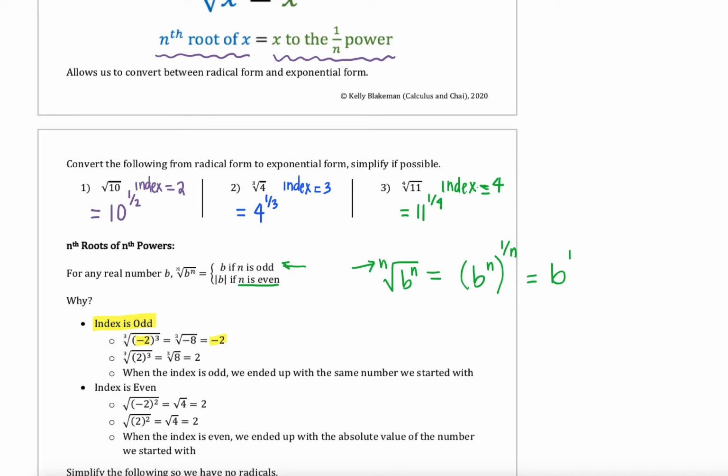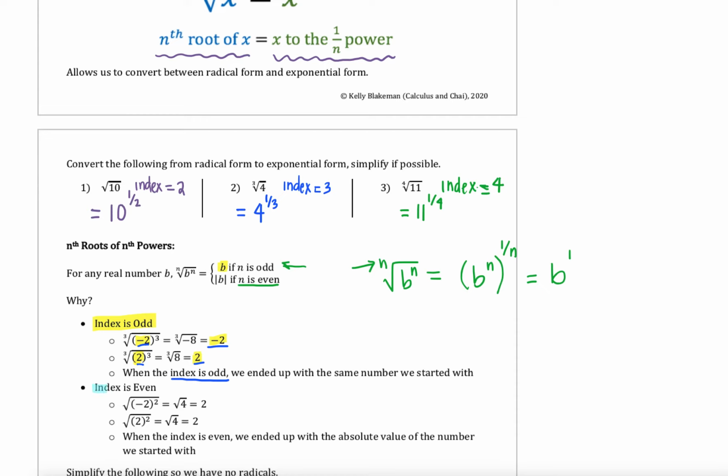Likewise, if I had the cube root of 2 cubed, now I'm starting with 2 being my original b value. 2 cubed is equal to 8 since it's 2 times 2 times 2. And then the cube root of 8 is equal to 2. So in this case, whatever number we substituted in to begin with, it was the same number that we got out. So if I subbed in negative 2, I got out negative 2. When I subbed in positive 2, I got out positive 2. So when the index is odd, we end up with the same number we started with. That is this first case up here where we just get b back itself.